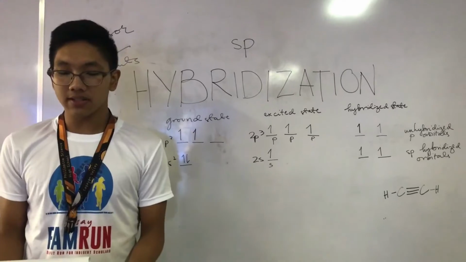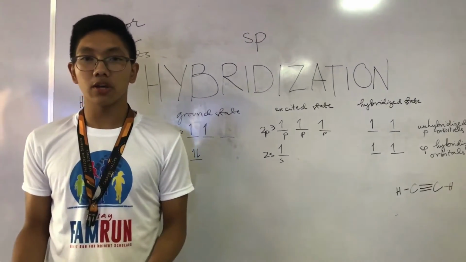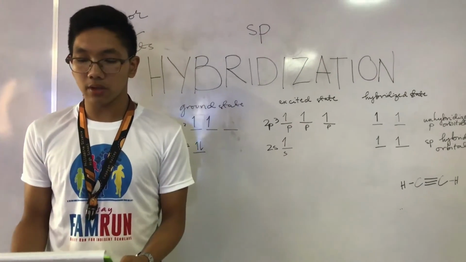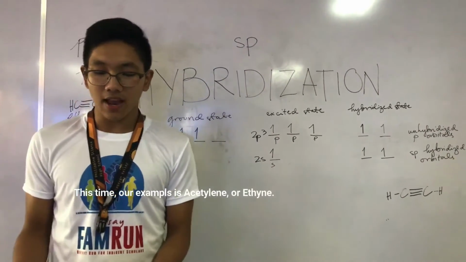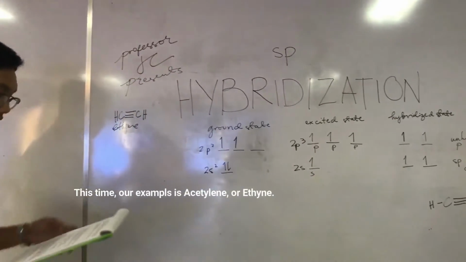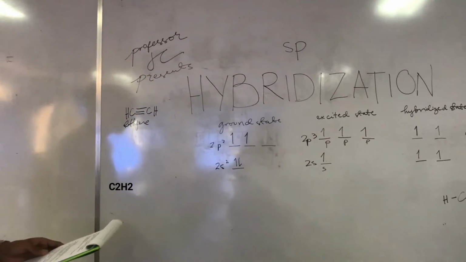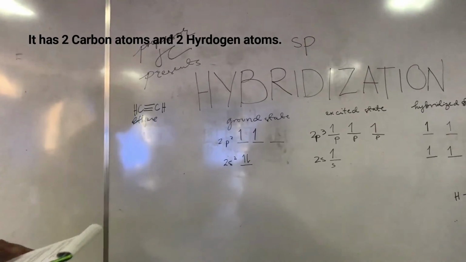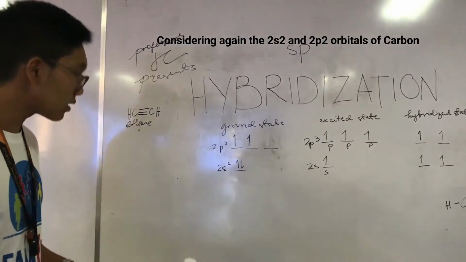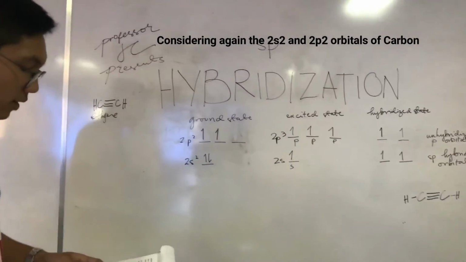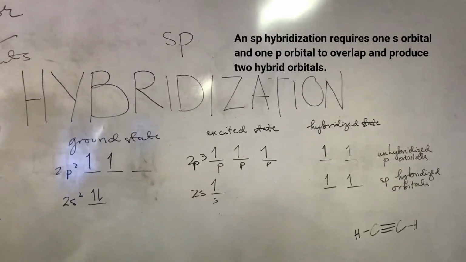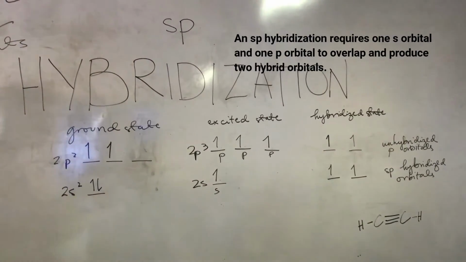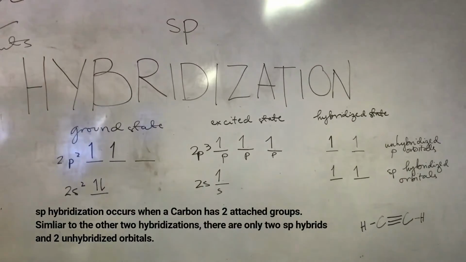An sp hybridization, or diagonal hybridization, requires one s orbital and one p orbital to overlap and produce two hybrid orbitals. This time, our example is acetylene, or ethyne, with a chemical formula of C2H2. It has two carbon atoms and two hydrogen atoms. Considering again the 2s2 and 2p2 orbitals of carbon. Again, sp hybridization requires one s orbital and one p orbital to overlap and produce two hybrid orbitals.